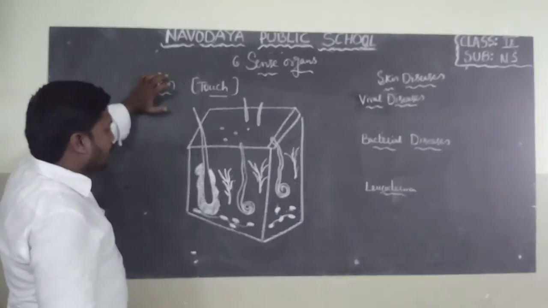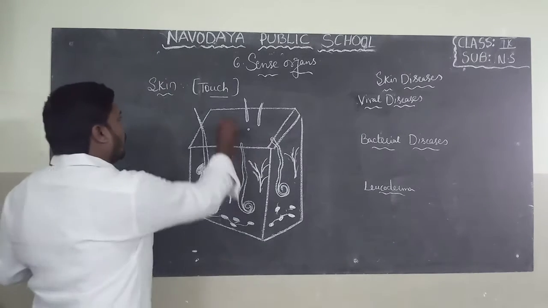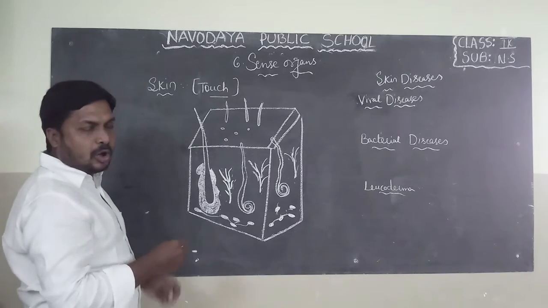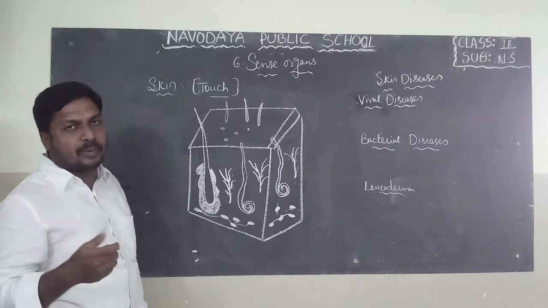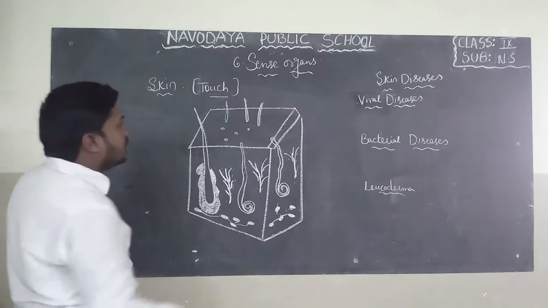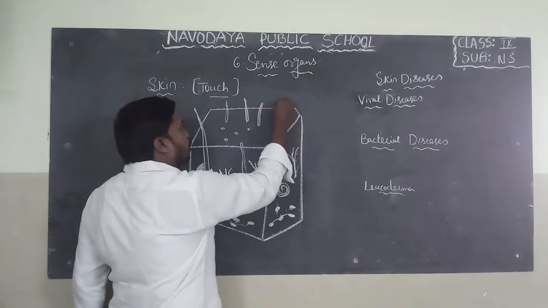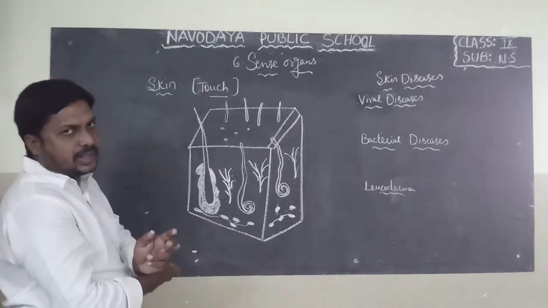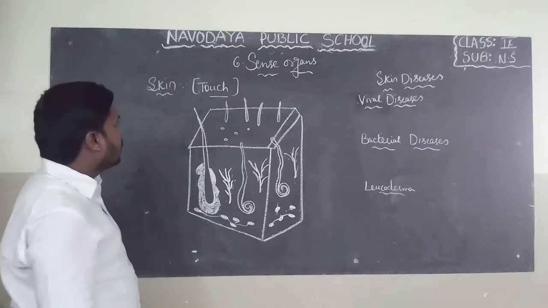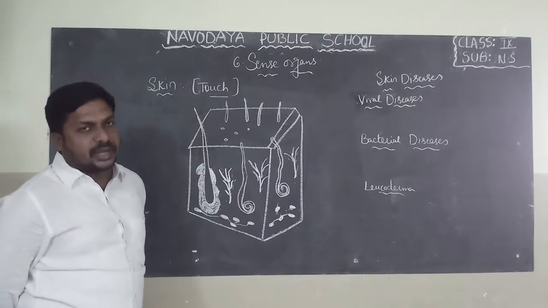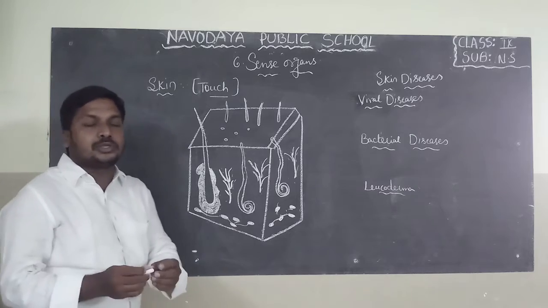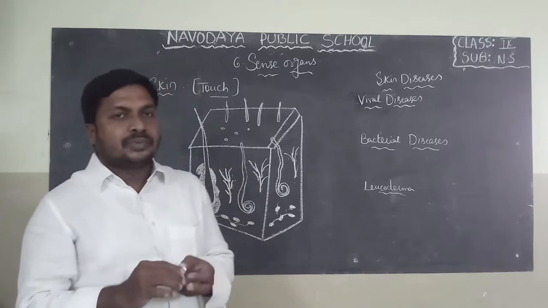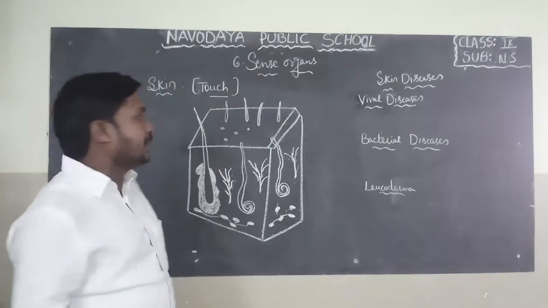You also draw the diagram of skin as a sense organ, very important from the exam point of view, along with the eye. Already we learned how to draw the diagram of eye and ear. These three diagrams are very important from the exam point of view: one is eye, next one is ear, third one is skin. Skin is helpful to touch objects. Without seeing also, we can say what thing we touched, with the help of skin.